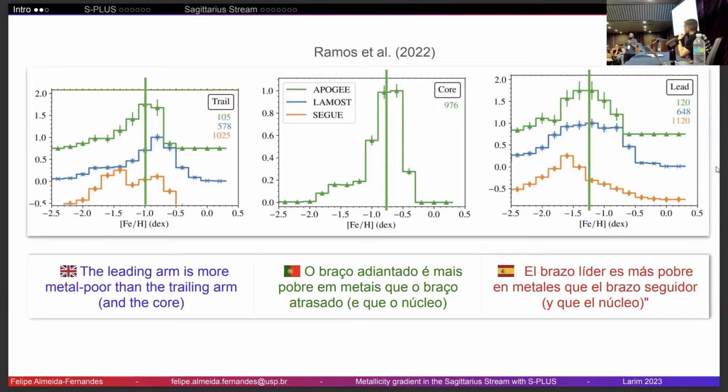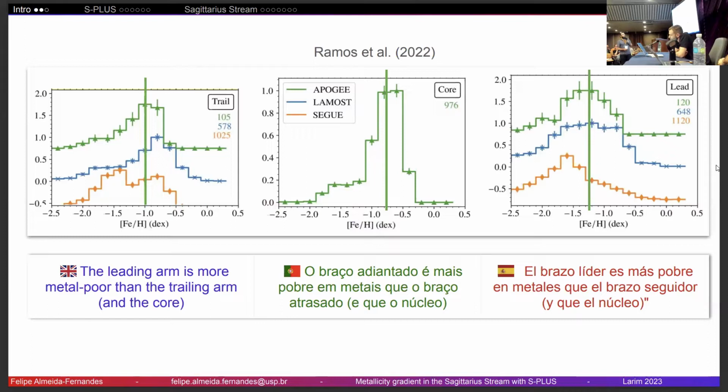There are two properties that are well known about Sagittarius. At first, the metallicity distribution of the arms and the core of the galaxy. And we see that the leading arm is more metal poor than the trailing arm, and also that they are more metal poor than the core of the galaxy. So this is the metallicity distribution.